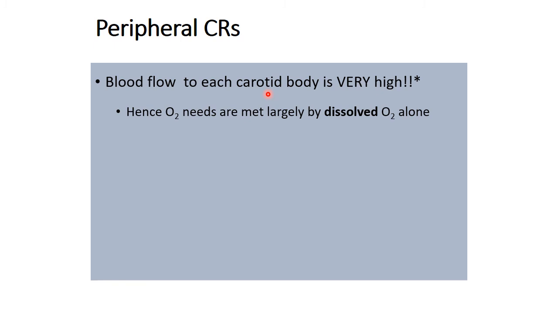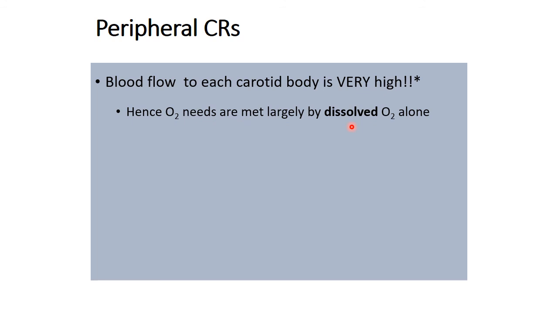So again, peripheral chemoreceptors receive, for every 100 gram of tissue, 2000 ml. The brain gets only on average 54 ml per 100 gram of brain tissue. Kidneys receive about 420 ml of blood per 100 gram of tissue. This gives you the context. The implication of this is extremely important.